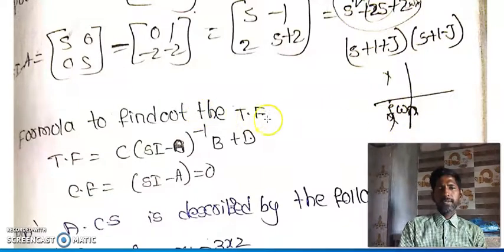The formula to find the transfer function is: transfer function equal to C (sI minus A) whole inverse into B plus D. The characteristic equation is the determinant of sI minus A equal to 0.